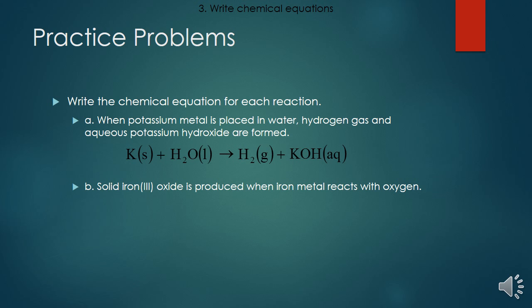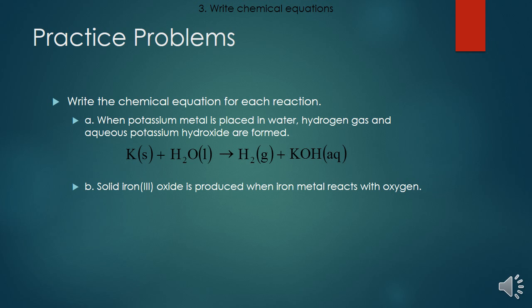Again, go and try this on your own. We have solid iron 3 oxide is produced when iron metal reacts with oxygen. Notice on this one, the first substance in the sentence is actually a product. We're told that solid iron 3 oxide is produced. Oftentimes, students will look at this, they'll see the iron 3 oxide come first in the sentence, and they'll automatically put it on the left side of the equation.